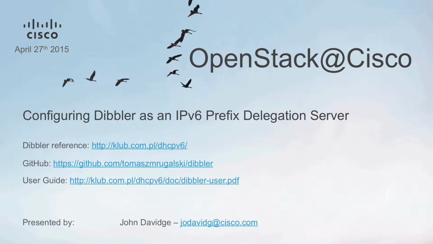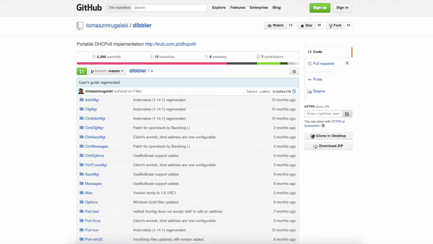Hi, welcome to a short video guide on configuring Dibbler for use as a prefix delegation server. In this video, we're going to go over the configuration steps you'll need to use Dibbler for prefix delegation in OpenStack. Dibbler is an open-source DHCPv6 implementation which includes components for running as a client, server, or relay. The Dibbler client is used for the reference prefix delegation client implementation in Neutron and will work with any prefix delegation capable DHCPv6 server, but in this case we're going to show you how to use Dibbler.